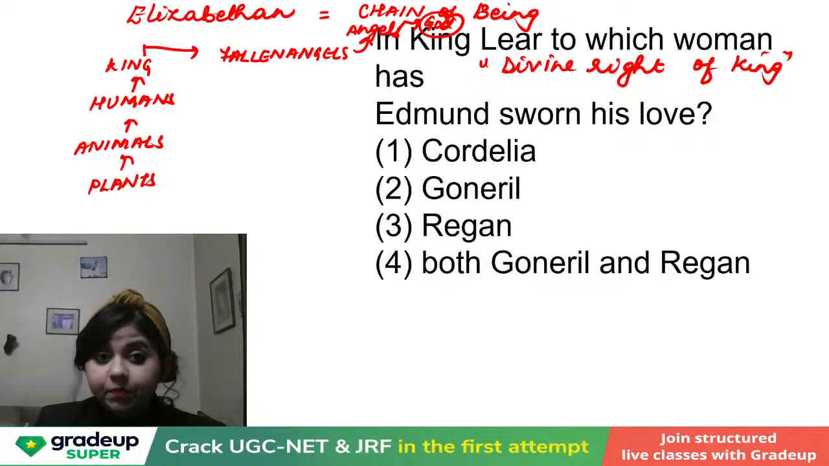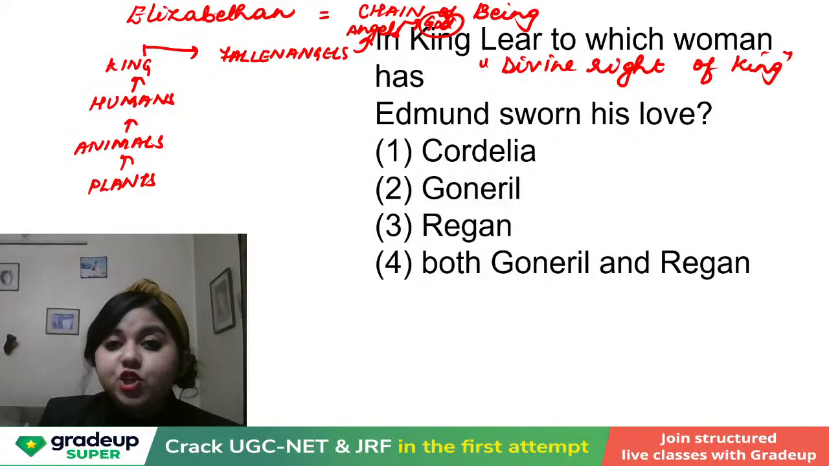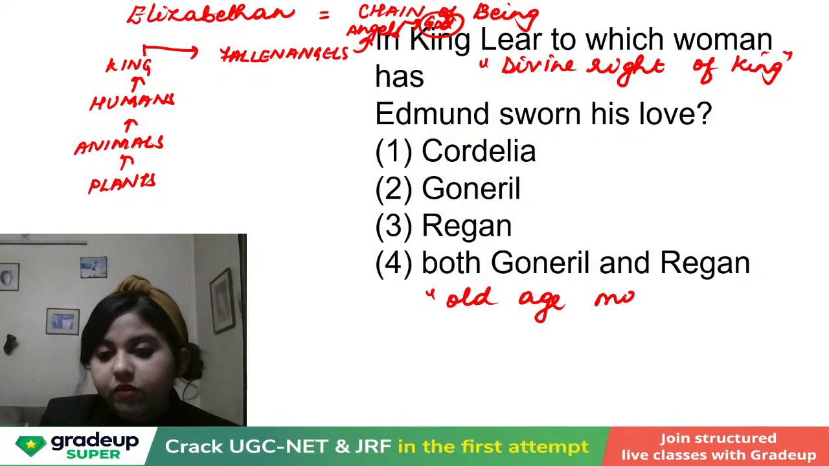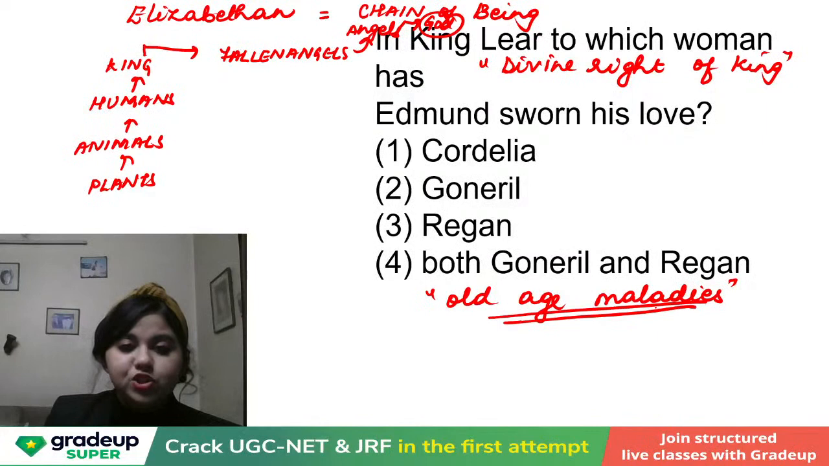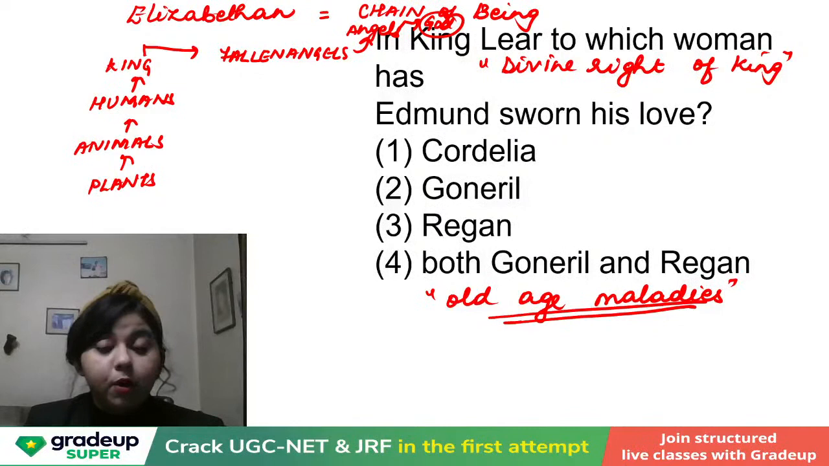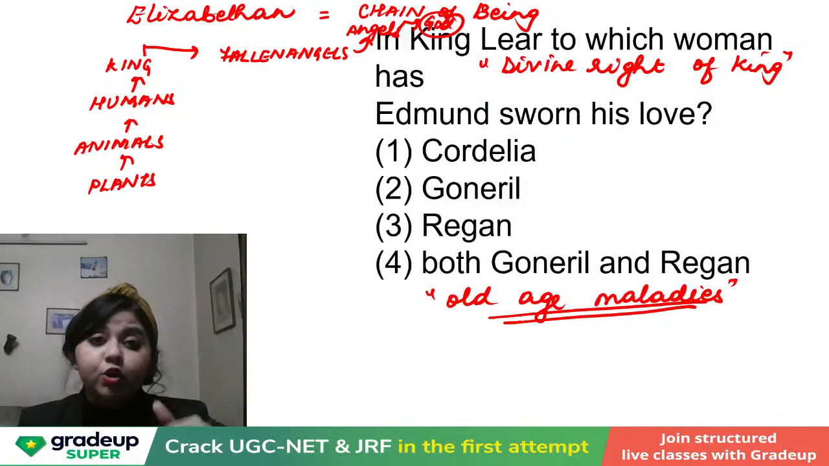According to other critics, this play is dealing with old age maladies. What do we mean by old age maladies? Old age maladies basically mean that, just like in Hindi we say satya gaye hain, right? So that is the reason King Lear is not able to take a proper decision. But King Lear was considered to be very sad, very ruthless. King Lear was considered to be so bad that during the Restoration time, when they were readapting the plays of Shakespeare, Nahum Tate had to give a happy ending to King Lear.